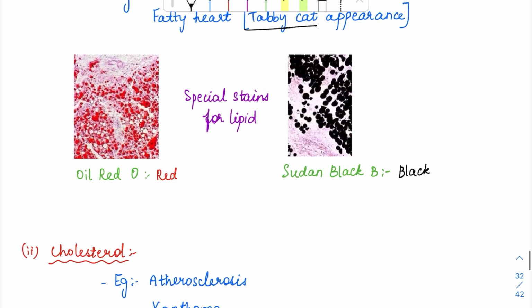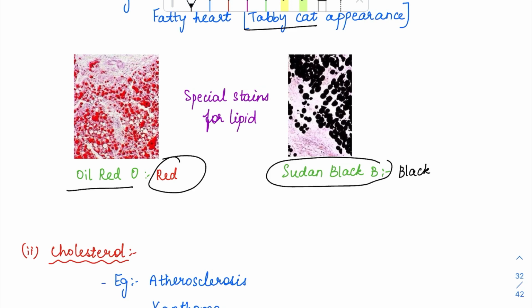The special stains used for lipid are oil red O, which, as the name suggests, stains the lipid red in color. Sudan black B can also be used, and here again, the lipid is stained black in color. Fat is usually lost during processing and fixation, so it will be lost during the routine H&E staining and will appear empty on H&E sections. So in order to stain for fat, you will have to take a frozen section. If you take a fresh frozen section, you can use these oil red O and Sudan black B stains to stain for lipids.